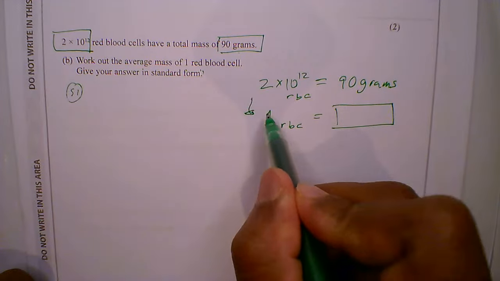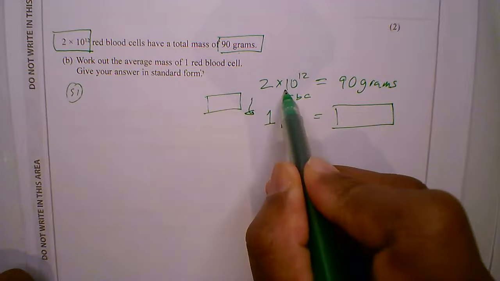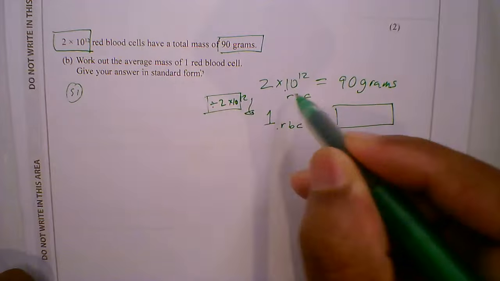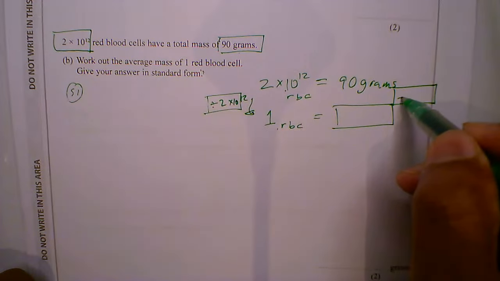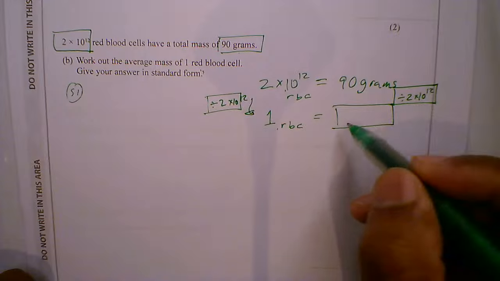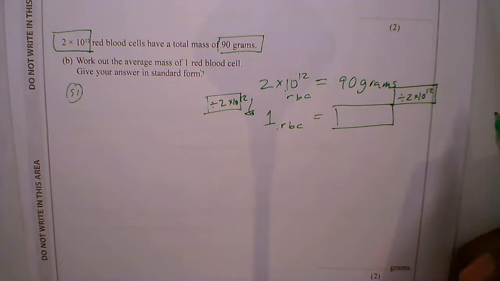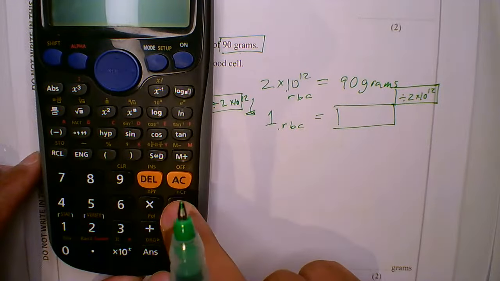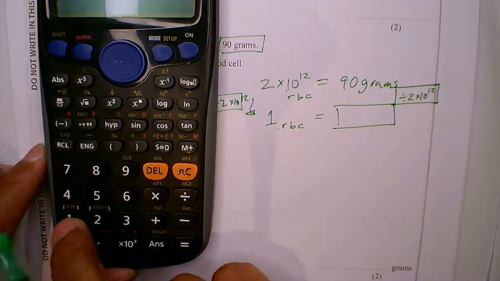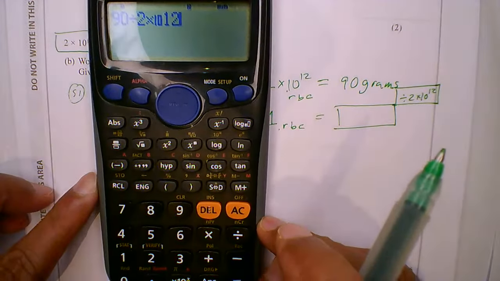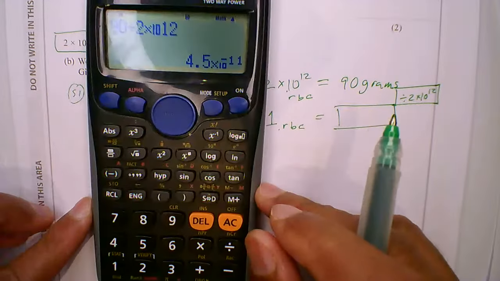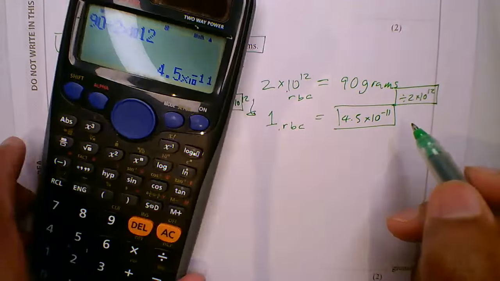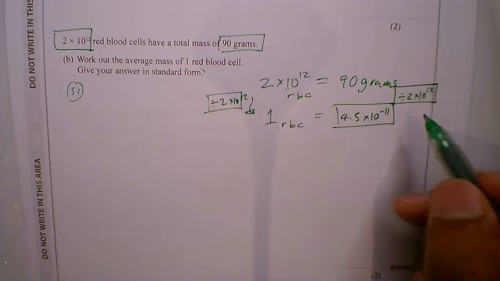So how do I get to 1? It's the exact same number. So I'm going to be dividing by 2 times 10 to the power 12. And the same thing goes here. Divide by 2 times 10 to the power 12. And that will give me my answer. So 90 divided by 2 times 10 to the power 12. Can you see that? And then press equals button, gives me 4.5 times 10 to the power minus 11. Now the good thing is this is in standard form, so I don't need to worry about that.